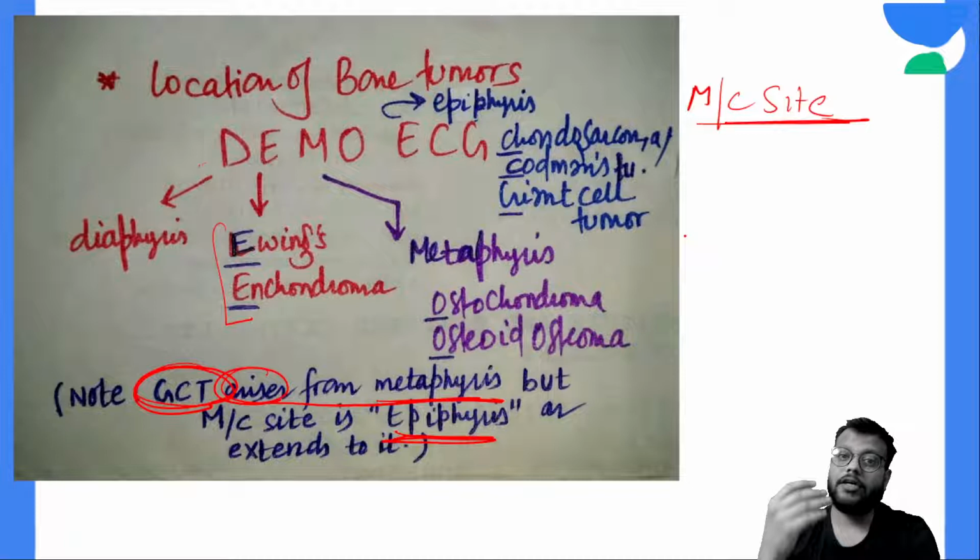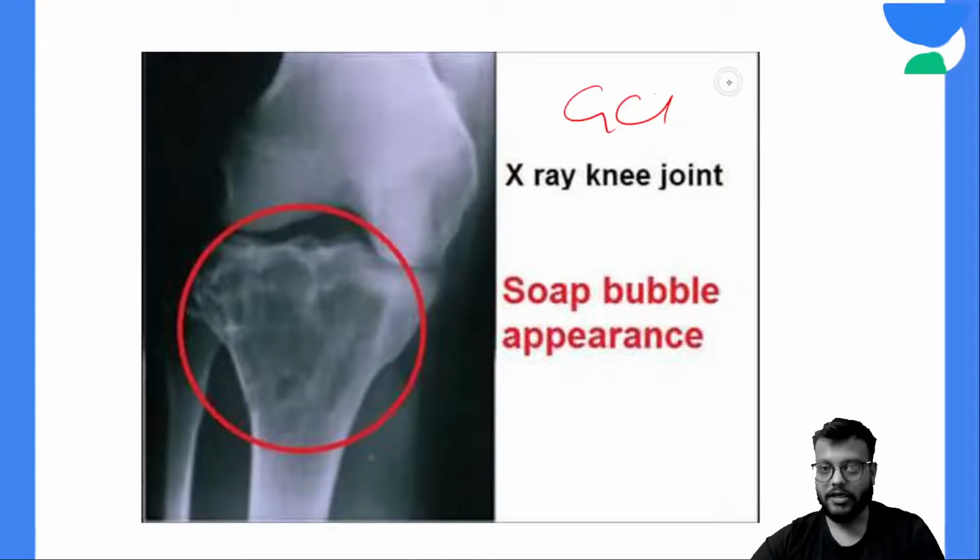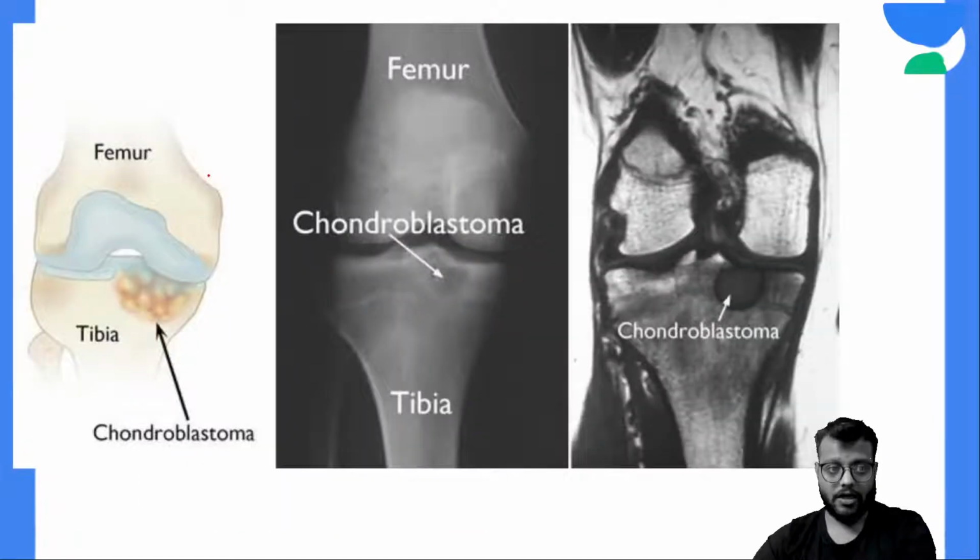Okay, this is your GCT, and here you can see this is your GCT's soap bubble appearance. Very easily you can see here. Okay, and this is your chondroblastoma, where you can see the epiphyseal eccentrically placed lytic lesion with triple calcification. Here you can see it in the beach. Okay, which is seen in around 50% cases. And see, this is your chondroblastoma.